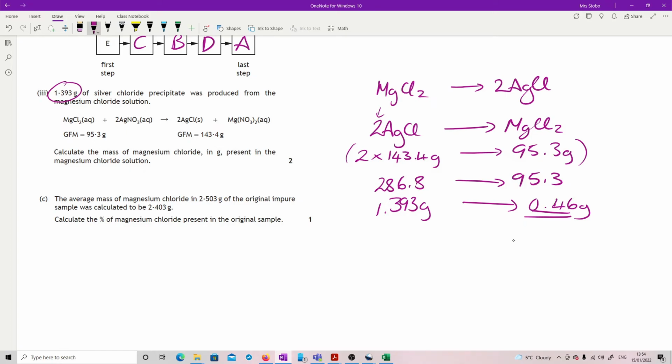Okay, C, the average mass of magnesium chloride in 2.503 grams of the original impure sample was calculated to be 2.403. Calculate the percentage of magnesium chloride present. This is as simple as it looks. Okay, percentage here is going to be 2.403, so what you got, divided by what your total mass could have been, and times it by 100. It gives you 96%. Last bit of the question, done.